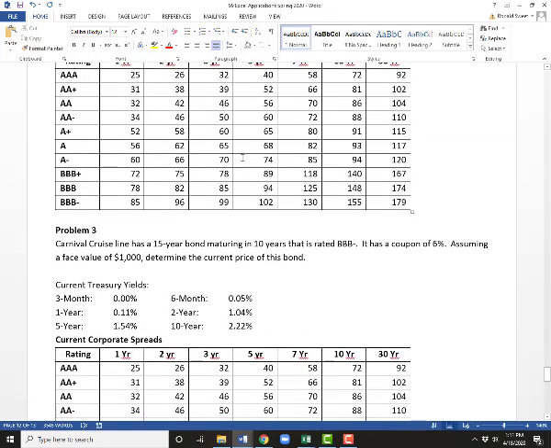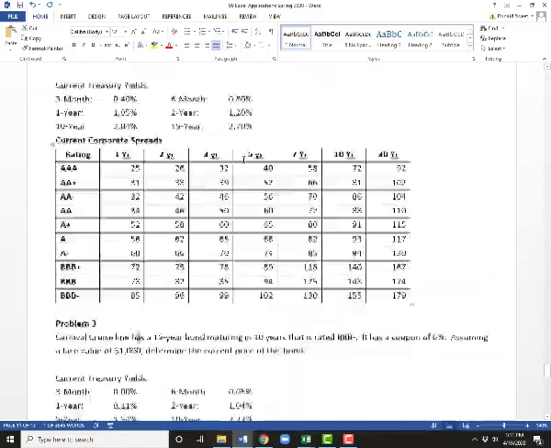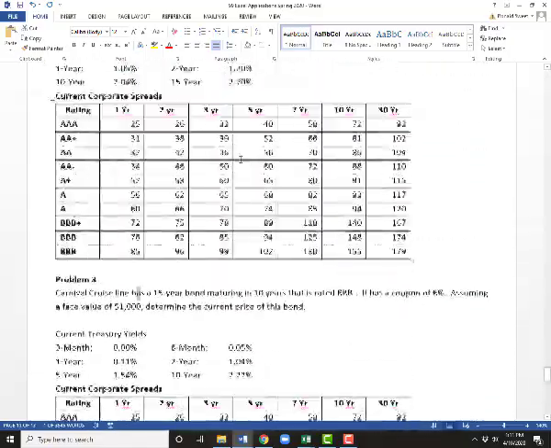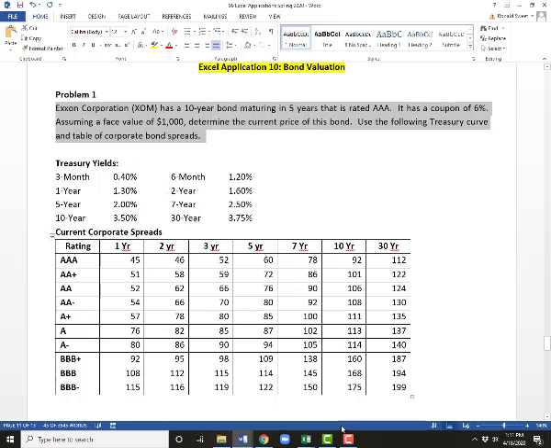Not to be tricky. Oh, there's actually 3 problems. Slightly different. So you do have 3 problems. I thought you just had 2. So what we'll do next class, next session, same class, is we'll do this Exxon bond, and then that'll set you up to do the other 2 problems, and then you'll have Excel application 10 ready to go.